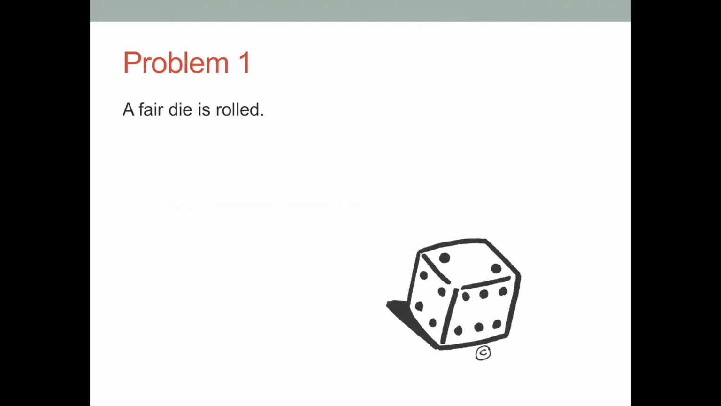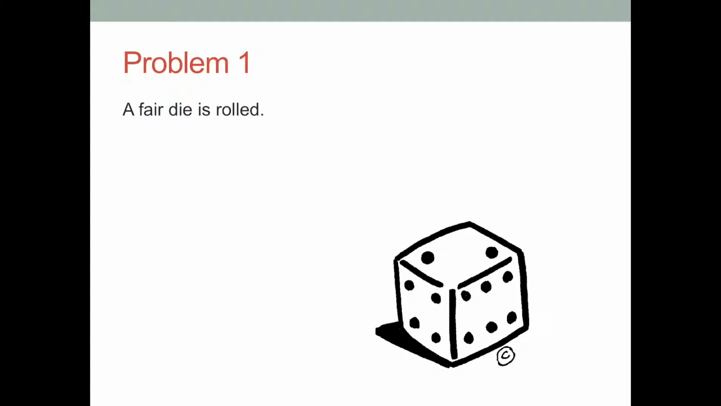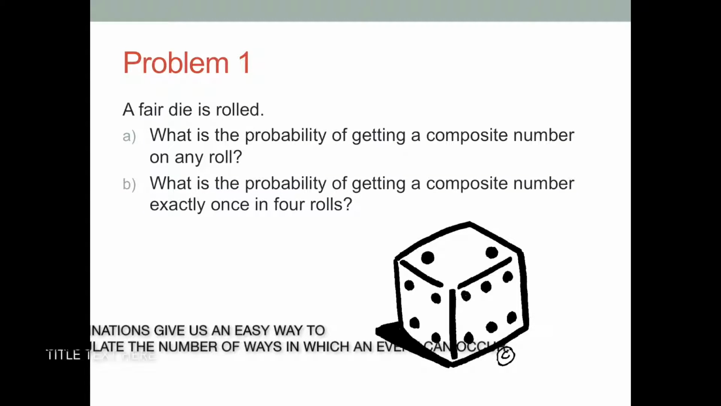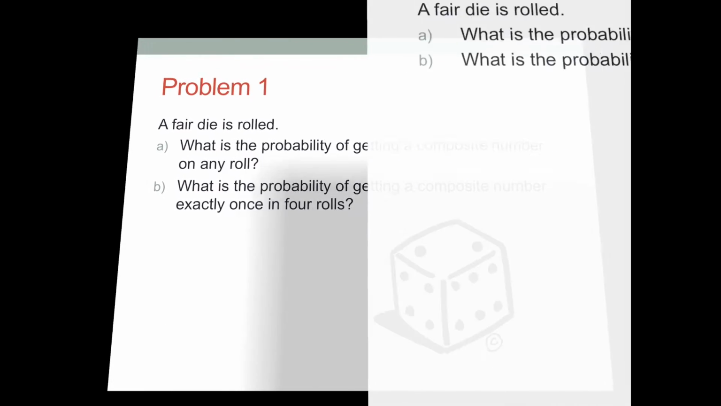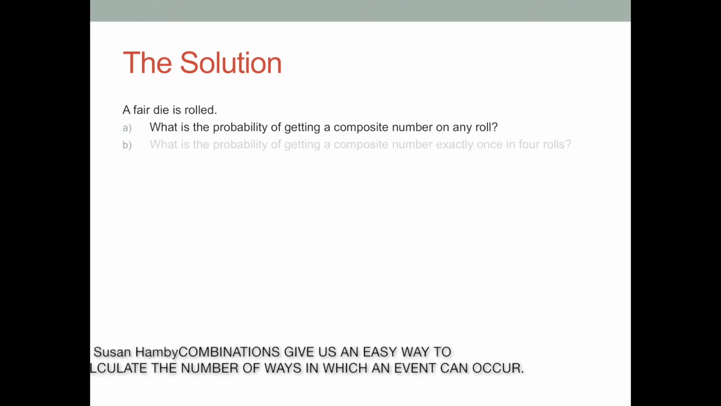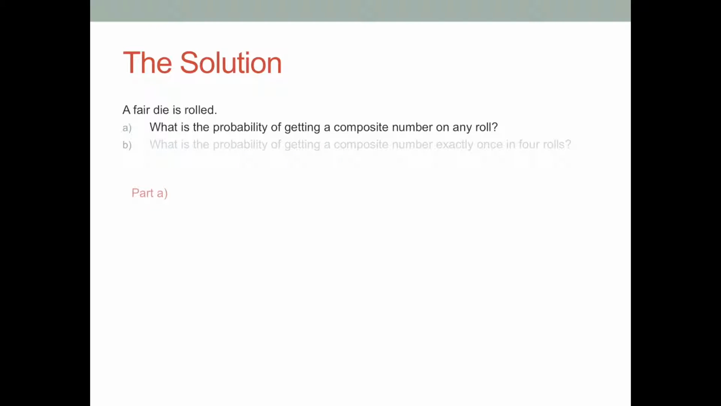Problem 1. A fair die is rolled. A. What is the probability of getting a composite number on any roll? And B. What is the probability of getting a composite number exactly once in 4 rolls? To find the solution, let's consider part A. What is the probability of getting a composite number on any roll?